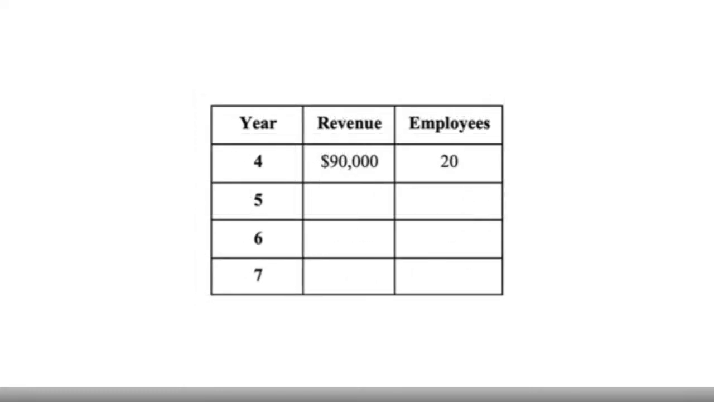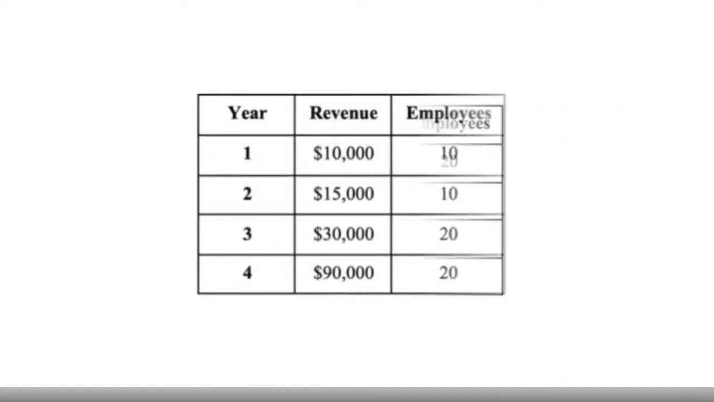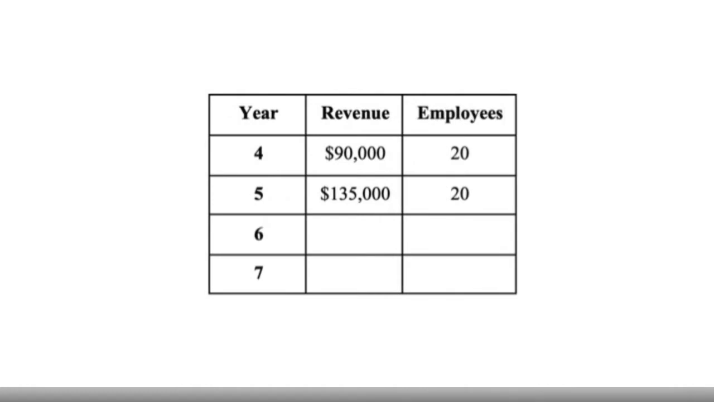If we look at the first table of actual data, you can see that from year 1 to year 2, our revenue increased by 50%, but our employees stayed the same. If we presume that the same thing will happen in the next 4-year period, we can apply that formula to year 4 to come up with figures for year 5.